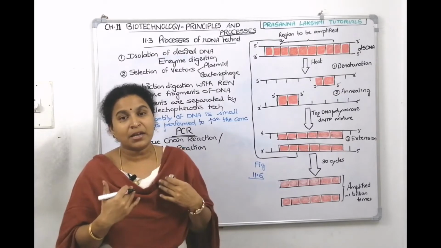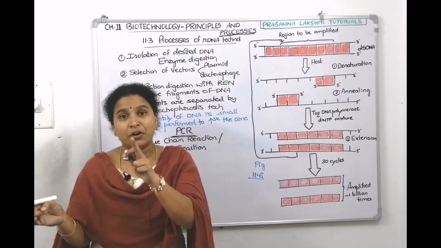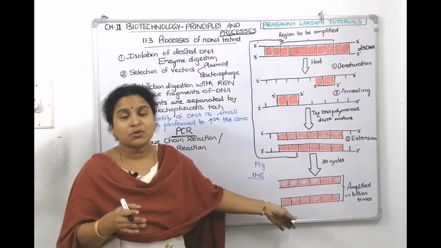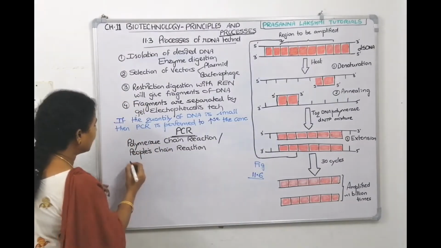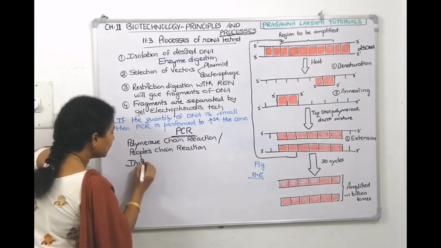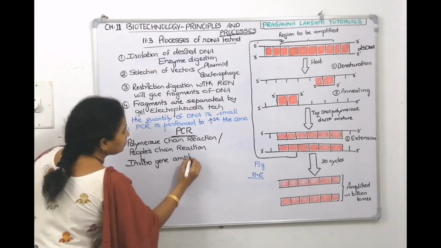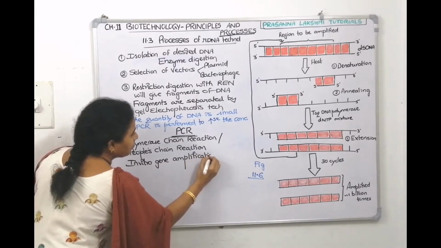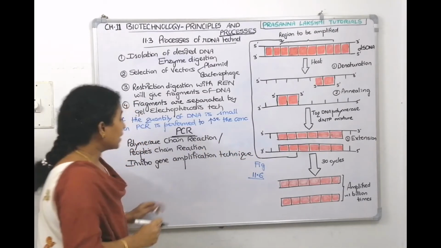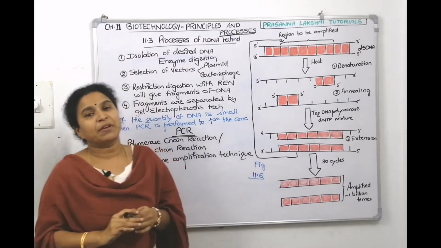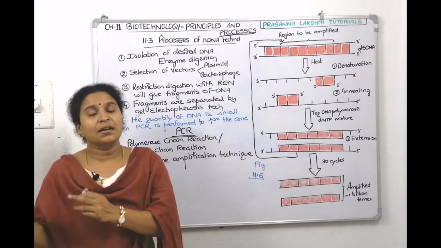If you are doing it inside the body, we use the word in vivo. If you are doing it outside in a lab, in a test tube, it is in vitro. Here you are doing it outside, right? So this is called in vitro gene amplification. PCR comes under in vitro gene amplification technique, because you are amplifying the DNA outside in a test tube, in a machine.